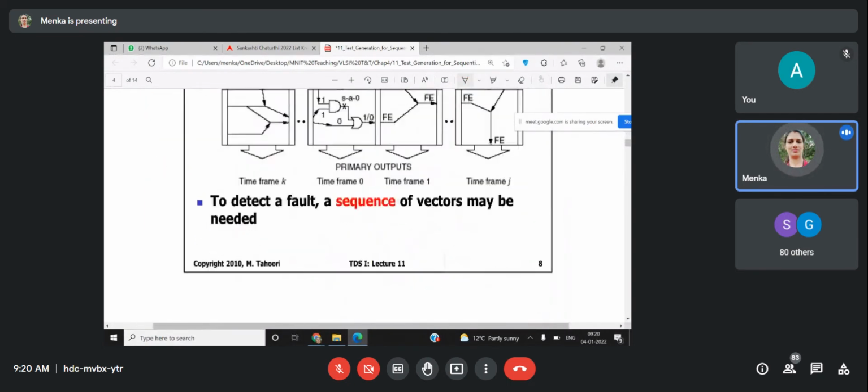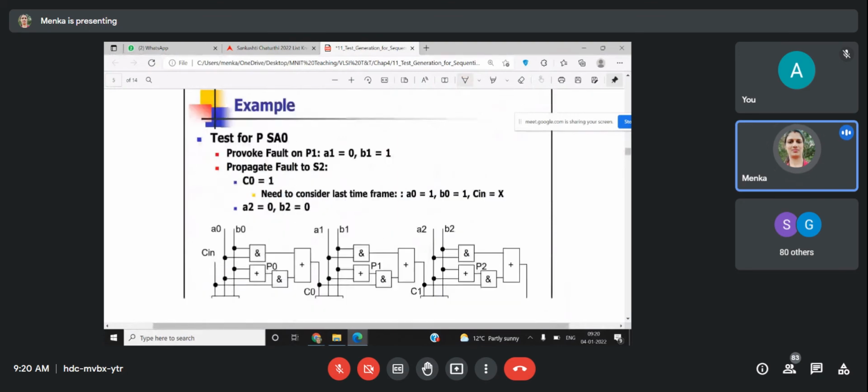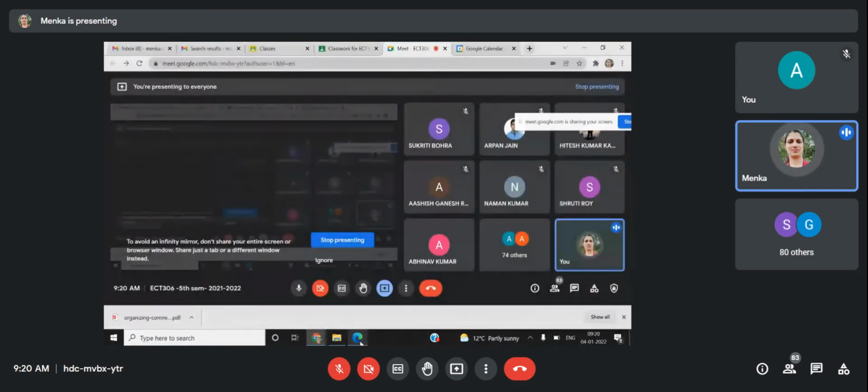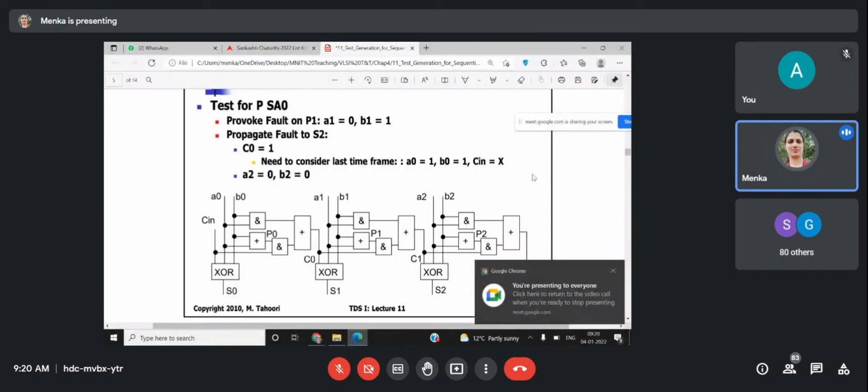So this is the general case. I'm just skipping it. So this is the example. Okay. Sumit is back. Okay. Yeah. So this is the example.